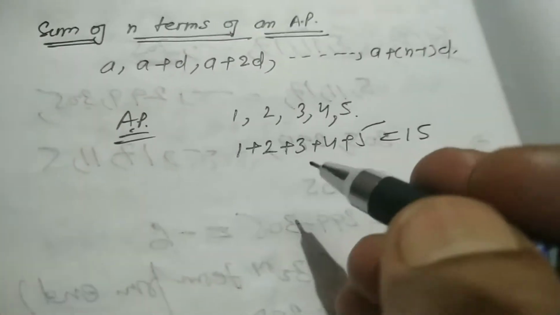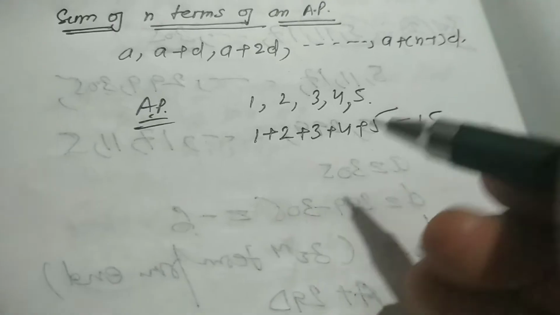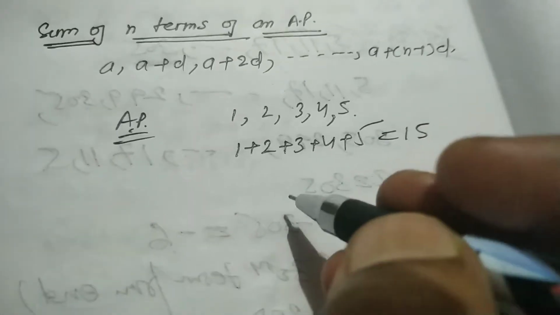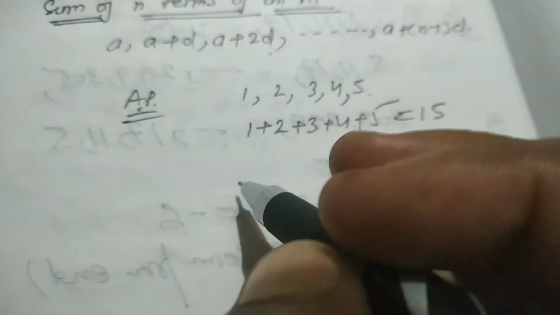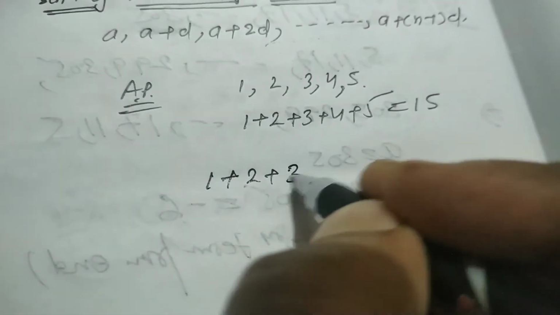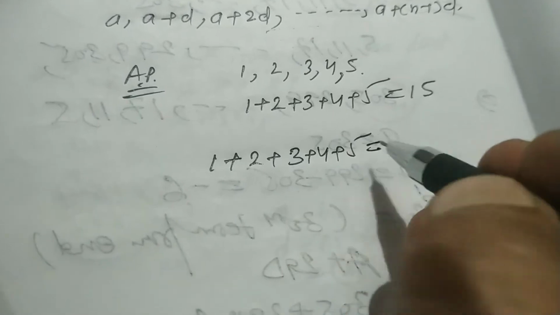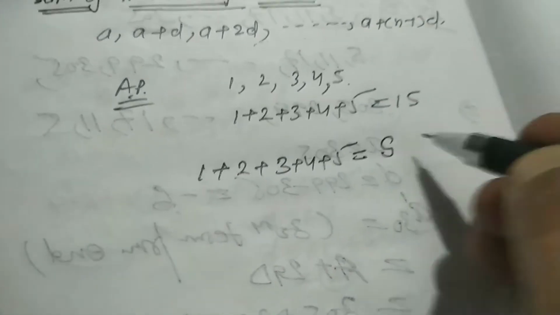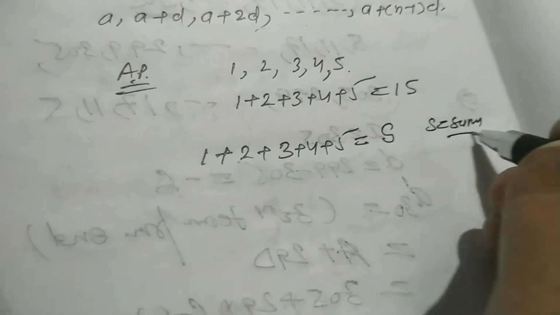To avoid such things, we can calculate it by a rule. To make a rule, first look at what happens in this AP. If I write 1 plus 2 plus 3 plus 4 plus 5, that is the sum of the series. This is S, where S stands for the sum.